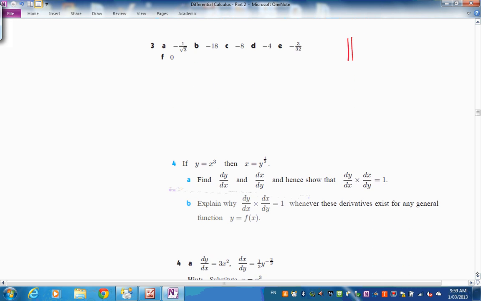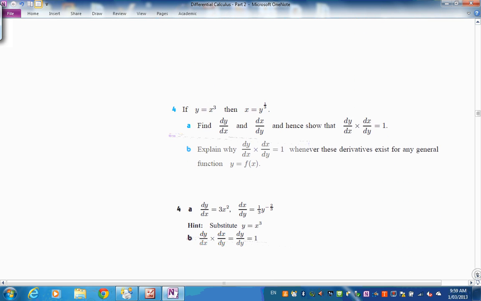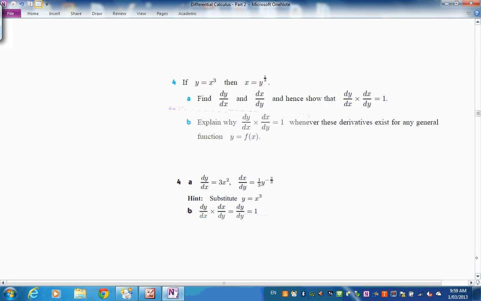Alright, another one now. Just a more theoretical question. If y equals x cubed and x equals y to the 1/3, find dy by dx and dx by dy. So they're interchanging the variable name now. So what you were doing with x before, you now do with y, if you like. You find dx by dy. So think through that a little bit and have a look then at the answer.